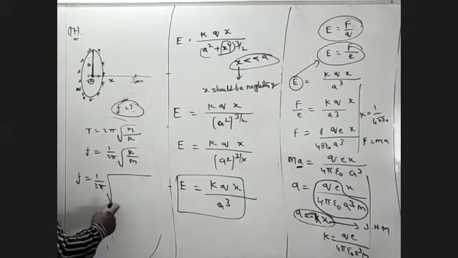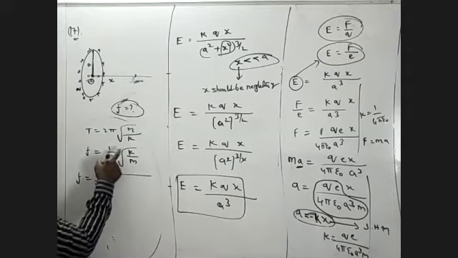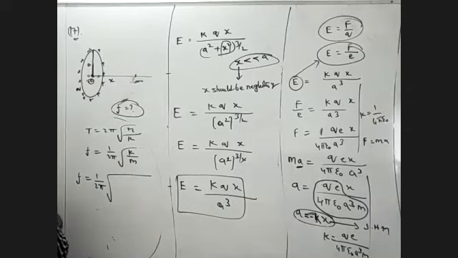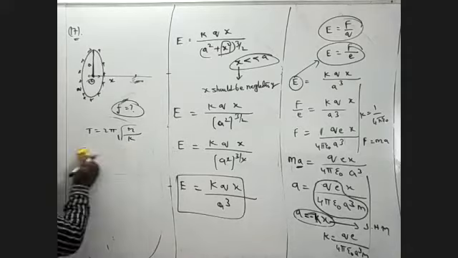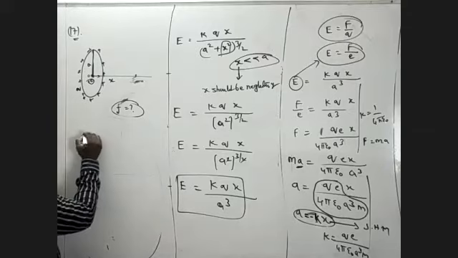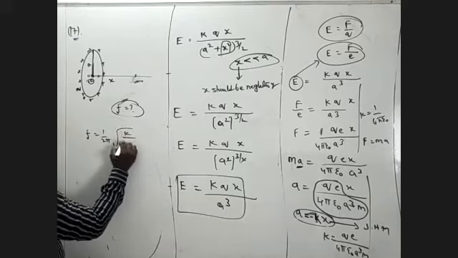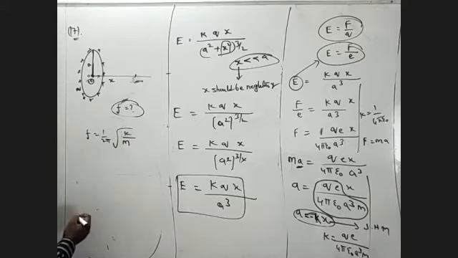We need the frequency. So frequency is equal to 1 by 2 pi root of k by m. Correct?